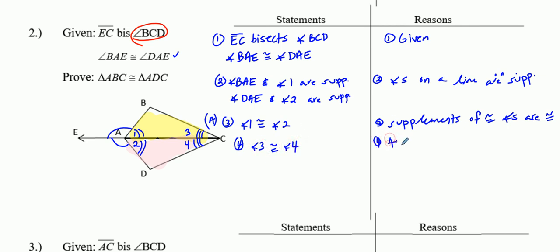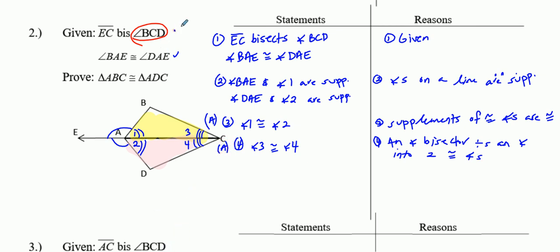And that's because of our definition of an angle bisector. An angle bisector divides an angle into 2 congruent angles. Great, and that's another pair of angles in the yellow and the pink triangles.